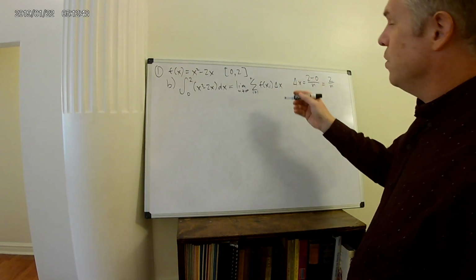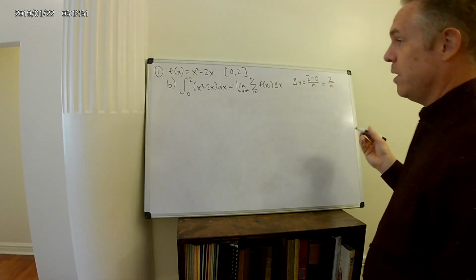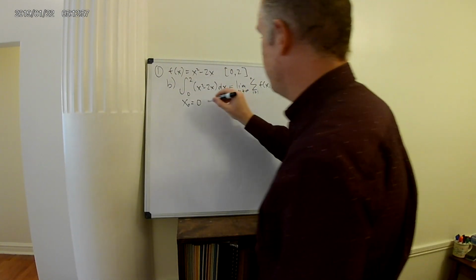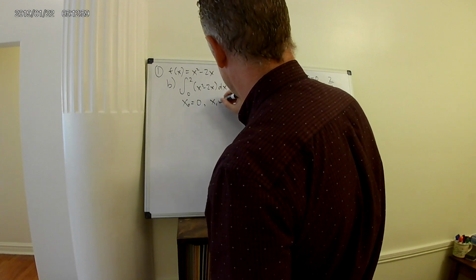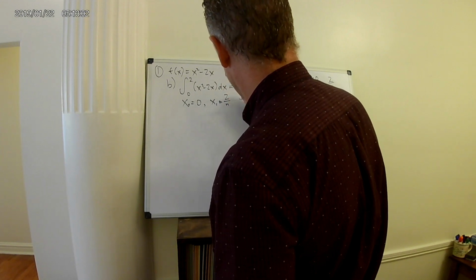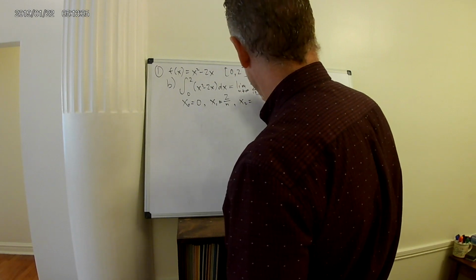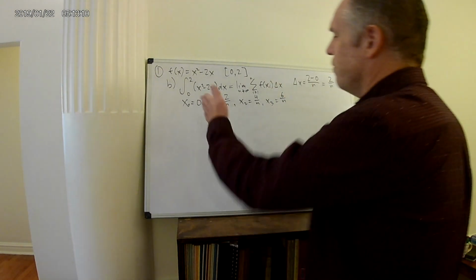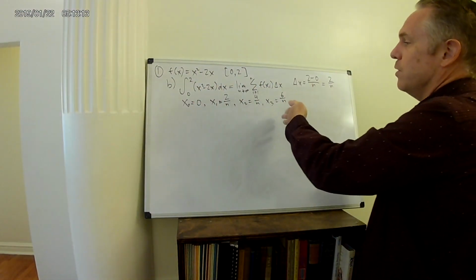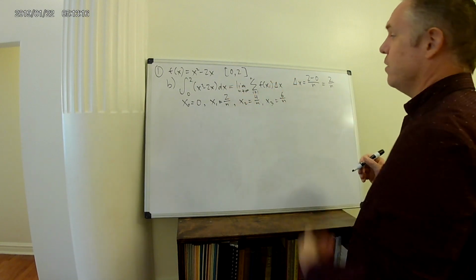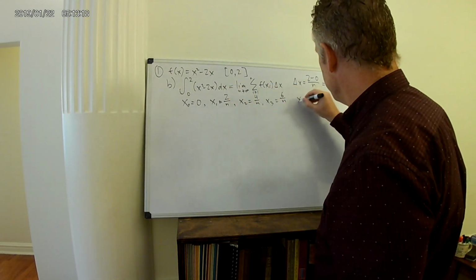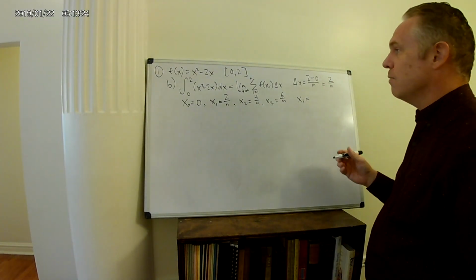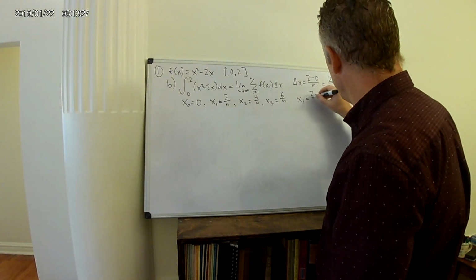The next thing we're interested in is the different points at which we'll evaluate our rectangles. Well, x sub 0 is 0, because that's the left endpoint of our interval. x sub 1 is 2 over n. x sub 2 is 4 over n. x sub 3 is 6 over n. We're dividing our interval up, and these are the various points at which we're going to determine the height of our rectangles. We can generalize this to x sub i: the ith point along this interval from 0 to 2 is equal to 2i over n.